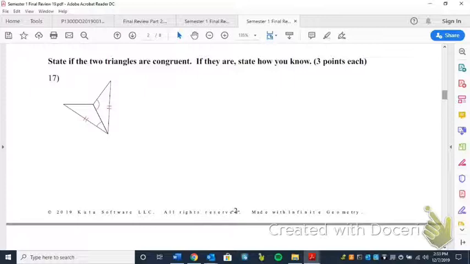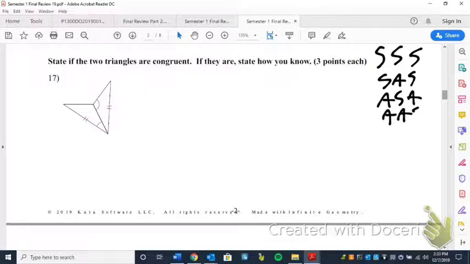Okay, how do we know if triangles are congruent? We have side, side, side. We have side, angle, side. We have angle, side, angle. And we have angle, angle, side. We also have hypotenuse leg, which we talked briefly about.